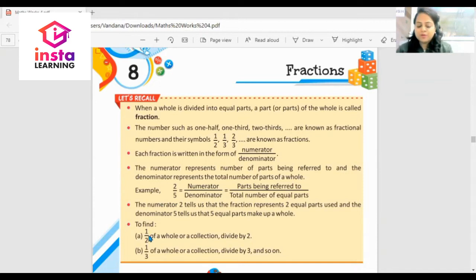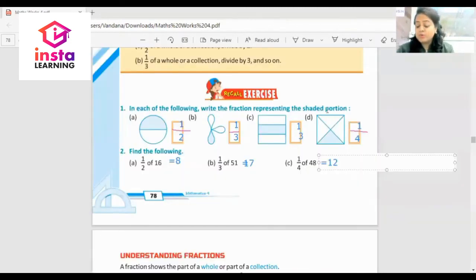To find 1/2 of a whole or a collection, divide by 2. For 1/3 of a whole or a collection, divide by 3, and so on. Okay, got it, students? Yes, these are very important points. Now, students, I hope you all have read these important points. Now, your exercise number 1, it's your recall exercise. So just read it very carefully.